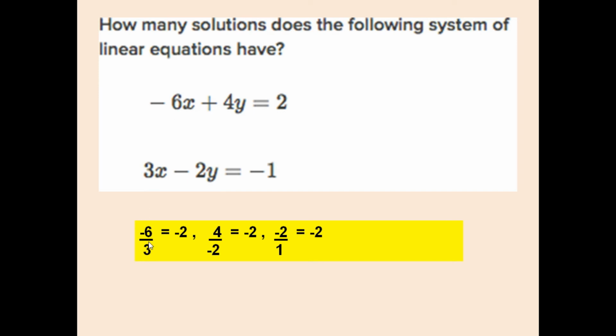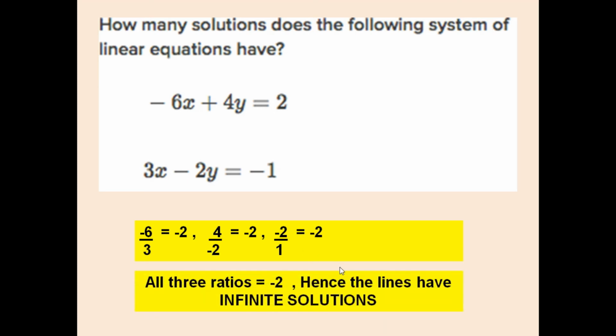Minus 6 upon 3, giving you minus 2. 4 upon minus 2, giving you minus 2. Important thing to notice here, this equation is not written in standard format. So 2 has to come that side, becomes minus 2. Minus 1 has to come that side, becomes plus 1. The ratio gives you minus 2. All the ratios are ultimately giving you minus 2 as a result. Now, when all the ratios are equal, this pair must have infinite solutions. So this is how we interpret the relationships.